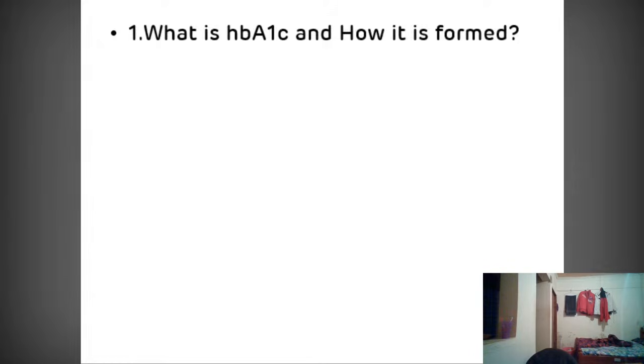The first question is, what is HbA1c and how is it formed? So HbA1c is basically a glycated hemoglobin, and it is formed by the glycation process. Glycation is basically addition of sugar to the protein non-enzymatically. That is glycation, right? Which is different from glycosylation, which is addition of sugar to the protein enzymatically. Glycosylation is basically a post-translational modification. So that is the answer.